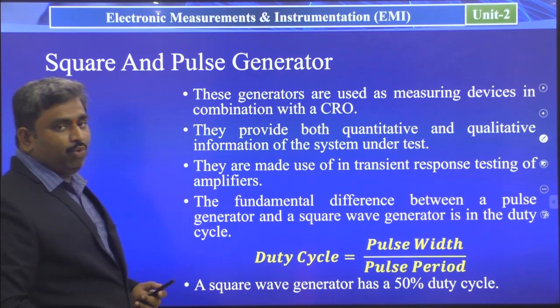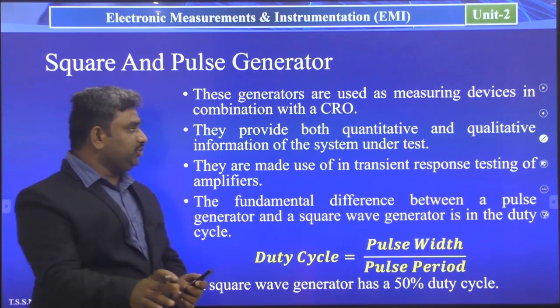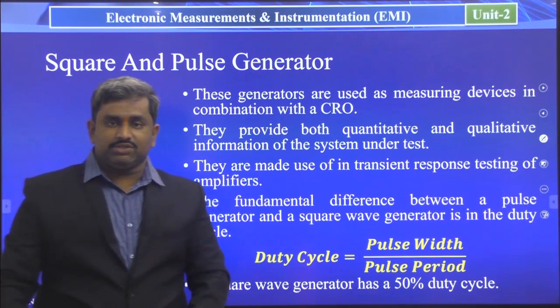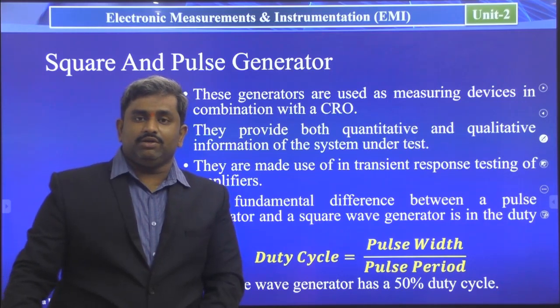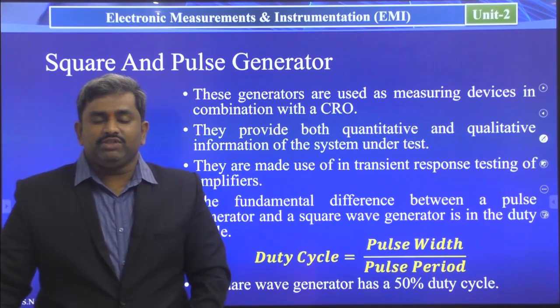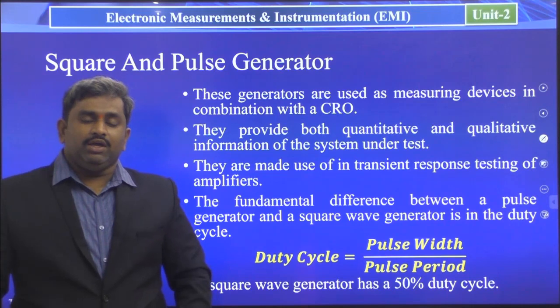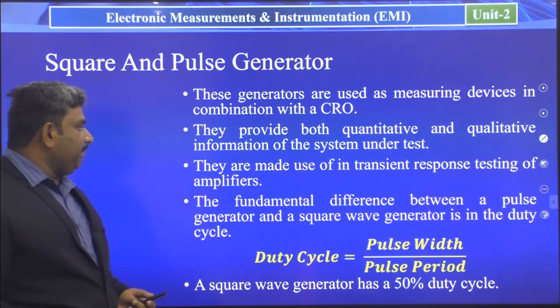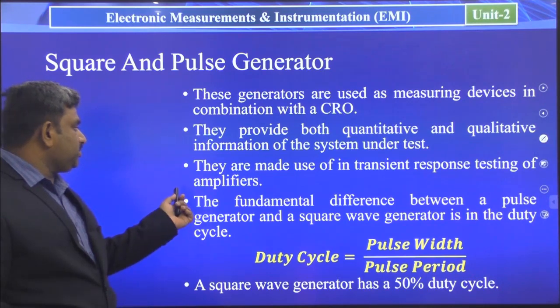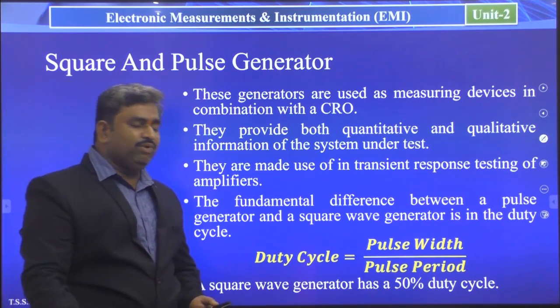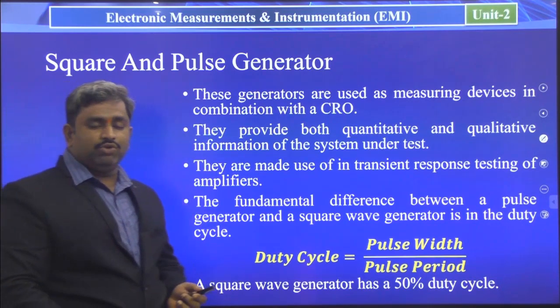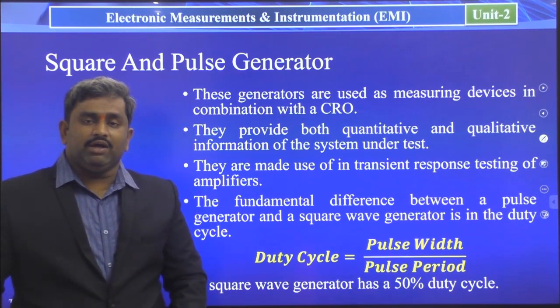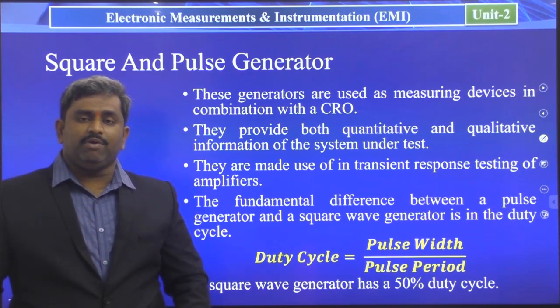They provide both quantitative and qualitative information on the system under test. So signal generators provide the quality of the signals, and the quantity of the information we can measure with the help of a CRO. They are made use of in transient response testing of amplifiers. So we will test the behavior of these circuits in real time with amplifiers.